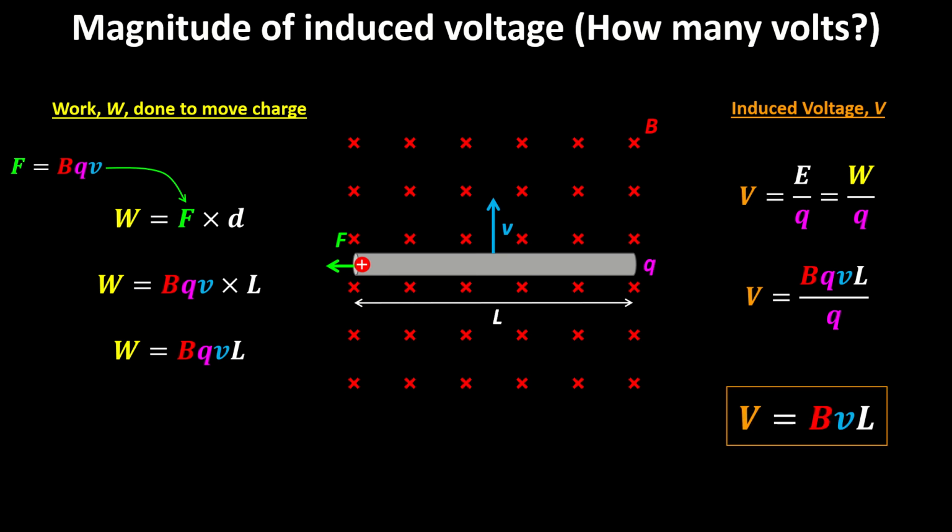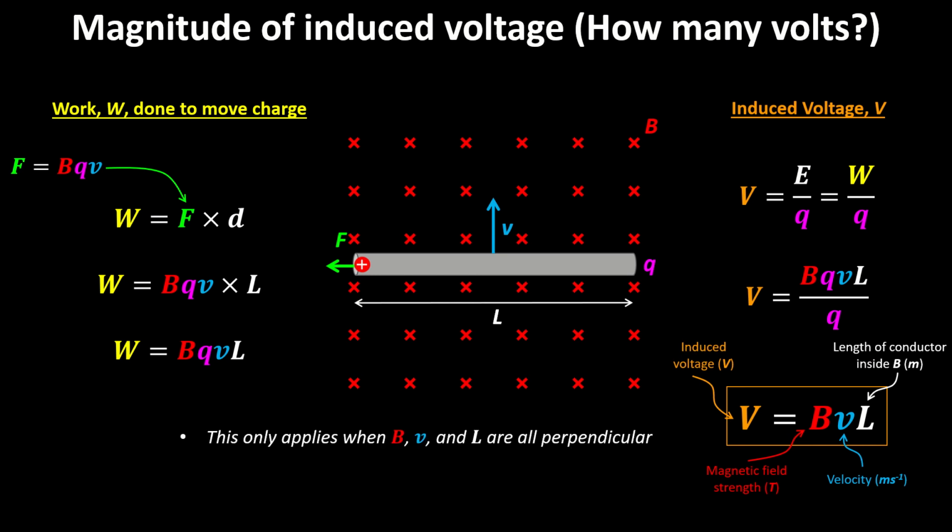The voltage is B, the magnetic field strength, multiplied by the velocity that the conductor is moving, multiplied by the length of the conductor that is inside the magnetic field. Any length outside the magnetic field doesn't matter. And that gives us our induced voltage in volts. Now, that formula only applies when the magnetic field, the velocity, and the length are all perpendicular to each other. The conductor has to be cutting across the magnetic field in order to actually induce a voltage.